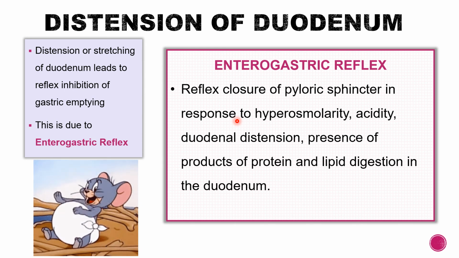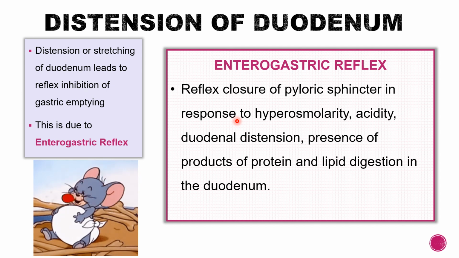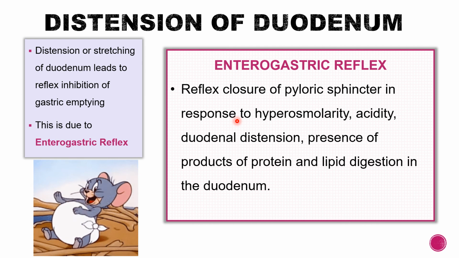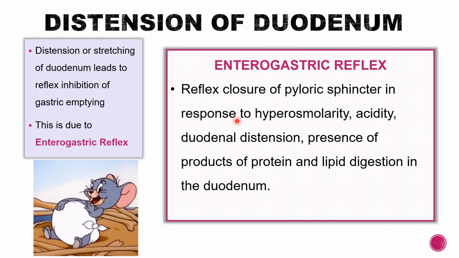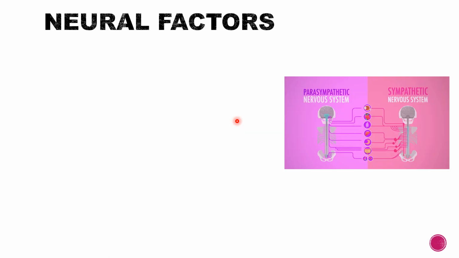Reflex closure of the pyloric sphincter in response to hyperosmolarity, acidity, duodenal distension, presence of products of protein and lipid digestion in the duodenum is known as enterogastric reflex. This is what we just learned in the previous slides. If the contents are hyperosmolar, acidic, distend the duodenum, or if there are products of protein and lipid digestion in the duodenum, there will be enterogastric reflex or closure of the pyloric sphincter. Okay, this is a protective mechanism.